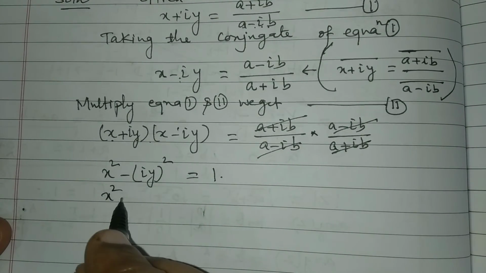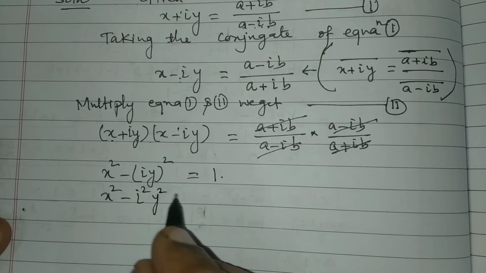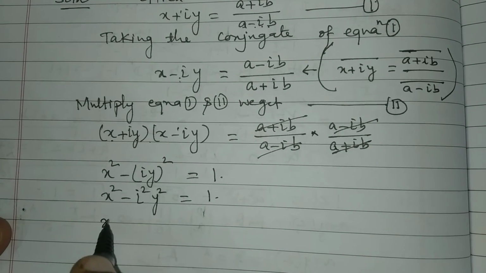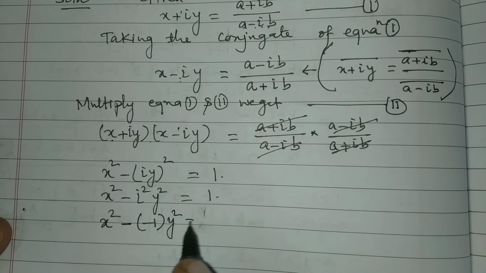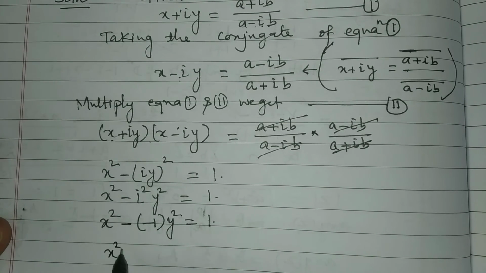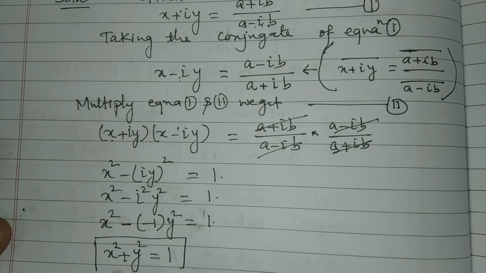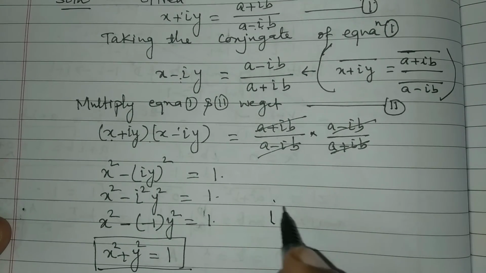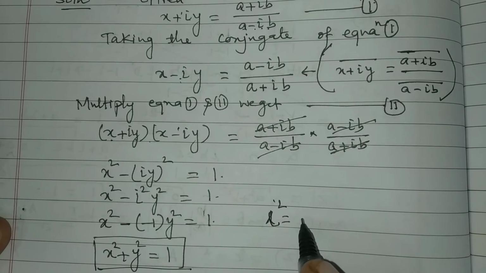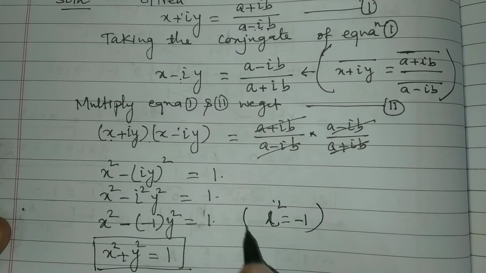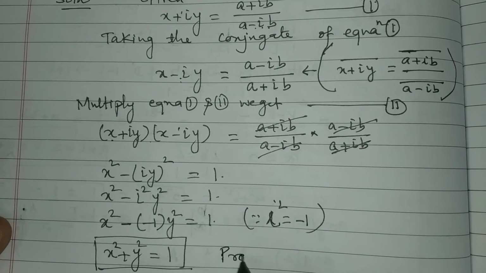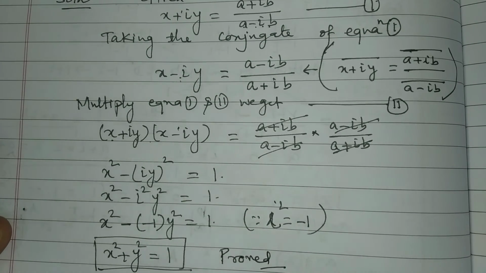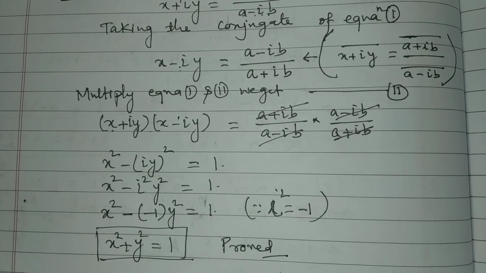So x square minus i square y square is equal to 1. So x square minus minus 1 y square is equal to 1. So it is x square plus y square is equal to 1. So this we had to prove, because i square, iota square, is equal to minus 1. So hence proved. In this way you can prove it very easily. There is no problem at all.